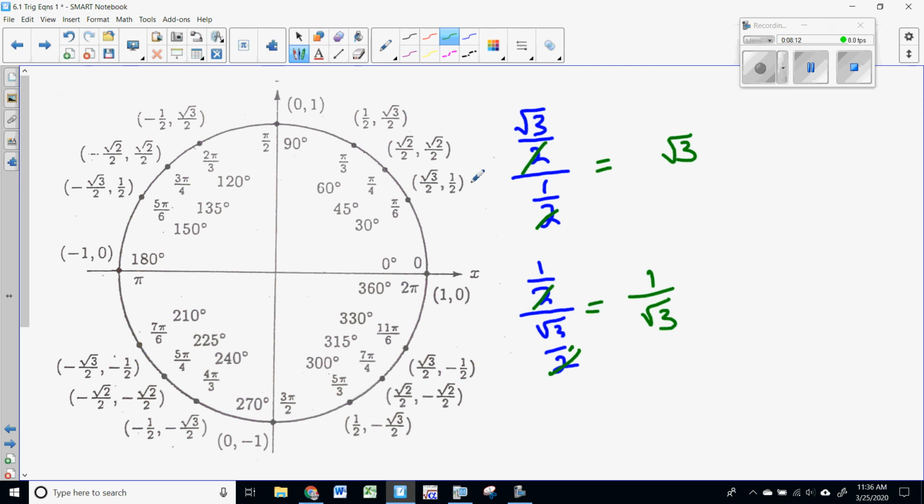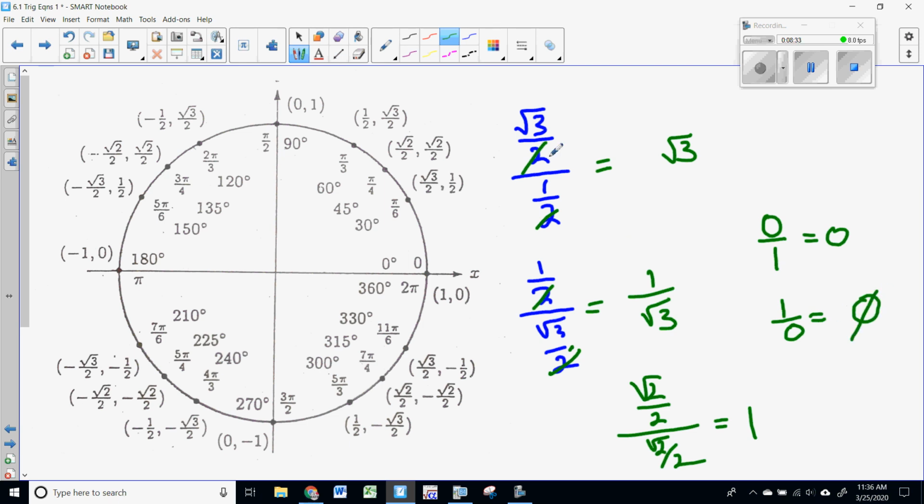And the other thing you can get is, if you're at the square root of 2 over 2 points, square root of 2 over 2 over square root of 2 over 2, you could get 1. And I guess the other thing you could get is a point like 0 over 1, which is 0, and then 1 over 0, which is undefined, it doesn't exist. But the main ones we're going to look at are these 3 over here with square root of 3, 1 over square root of 3, and 1.